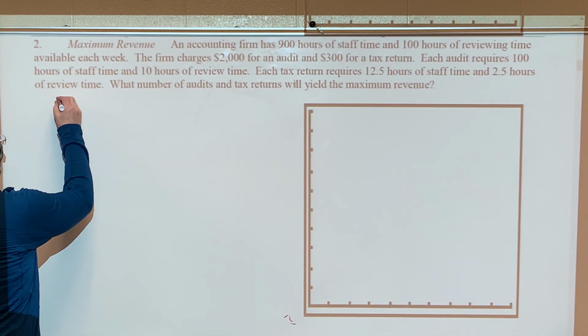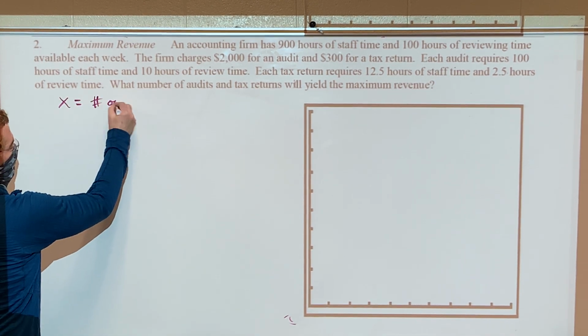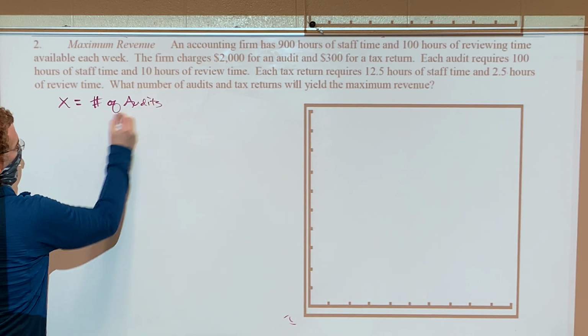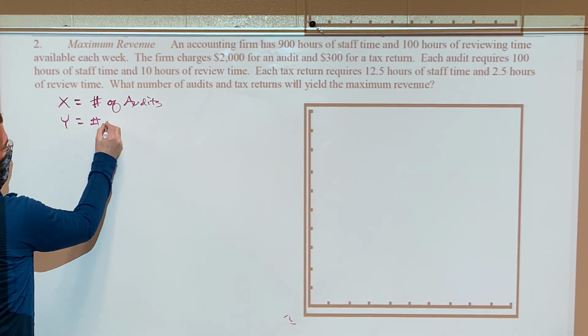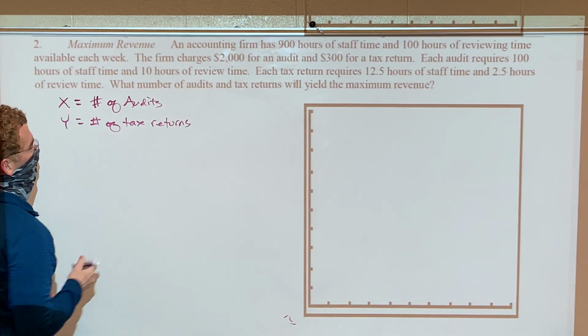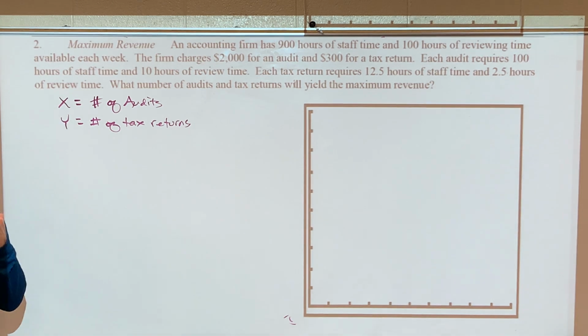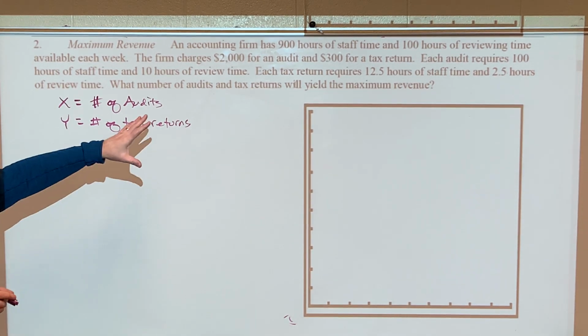So X is what? The number of audits. And Y is the number of tax returns. And all the rest of it was talking about how much time my employees would be spending on each one. So I checked the first box. The second thing is what? Figure out the revenue situation, or profit or cost, whatever it is.